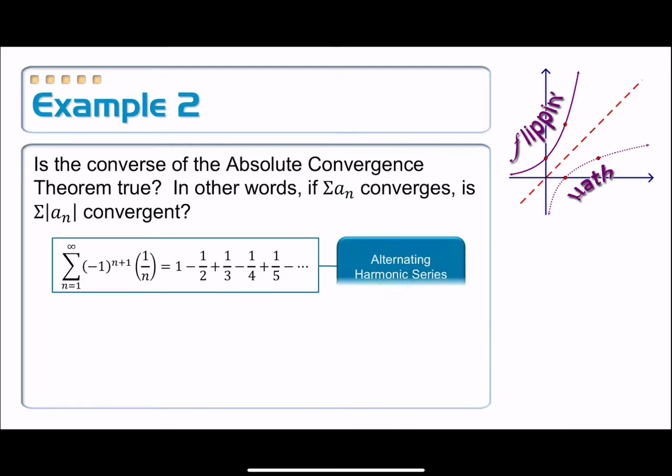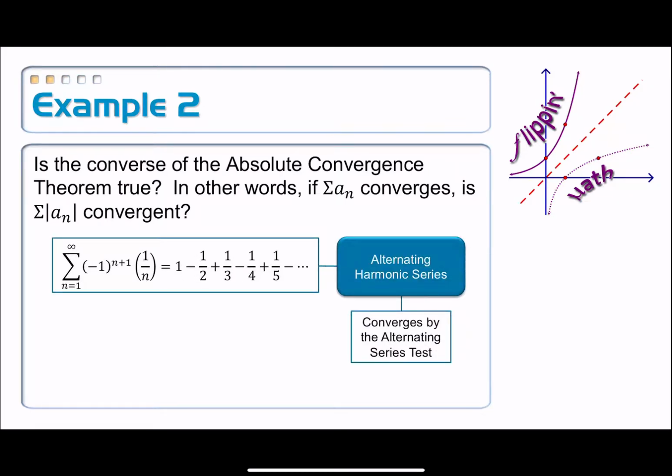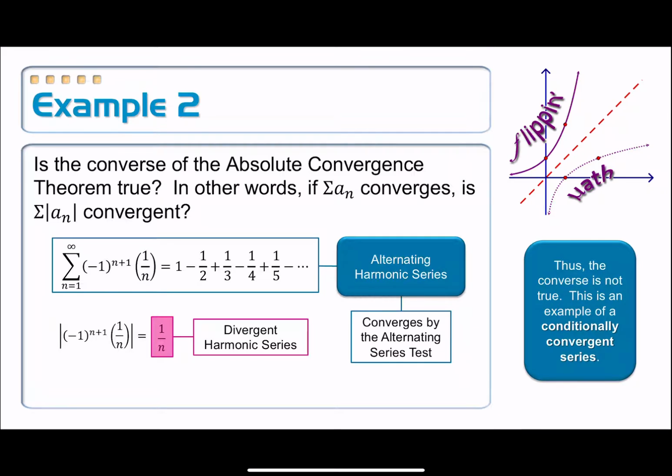We're going to start by looking at the alternating harmonic series, which in another lesson we definitely said converged, right? Okay, so now let's take its absolute value. The only thing that happens is the alternator right up front goes away. And we're left with 1 over n, and 1 over n, isn't that the divergent harmonic series? Well, what this means is that the absolute convergence theorem's converse is not true. Just because your series converges doesn't mean that it is absolutely convergent. And this is an example of one, the alternating harmonic series. It converges, but its absolute value does not converge.